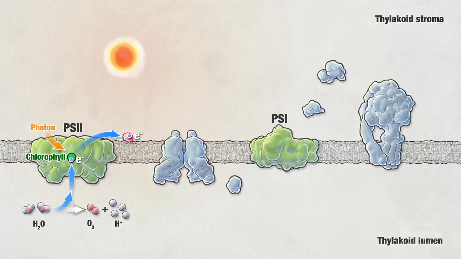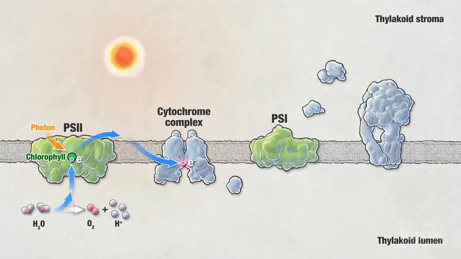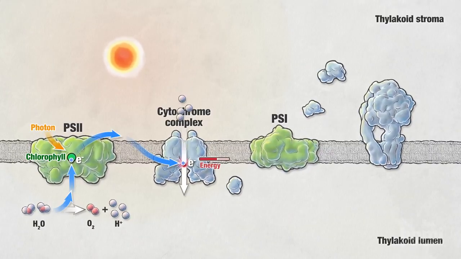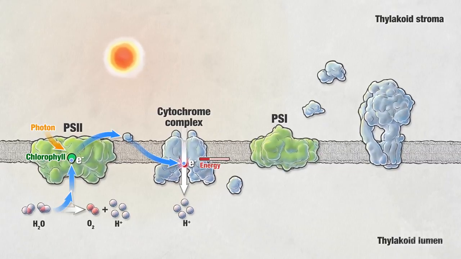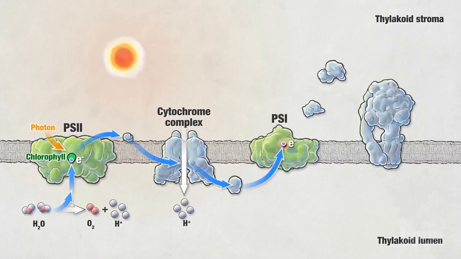The excited electrons move to the cytochrome complex. Some of the energy from the electrons is used by the cytochrome complex to transport additional protons into the lumen. The second electron carrier, a protein inside the lumen, receives the electrons and passes them to photosystem 1. These electrons have now lost most of the energy they gained from light in photosystem 2.